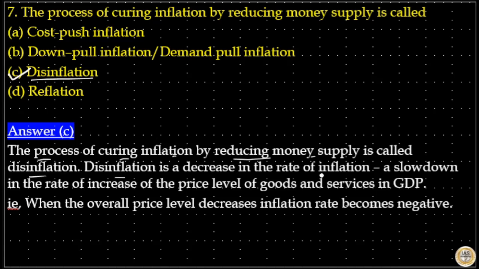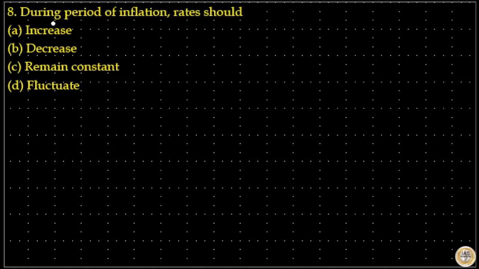Disinflation is a decrease in the rate of inflation. That is a slowdown in the rate of increase of the price levels of goods and services in GDP. That is, when the overall price level decreases, inflation rate becomes negative. So that is called disinflation. Next is question number 8.